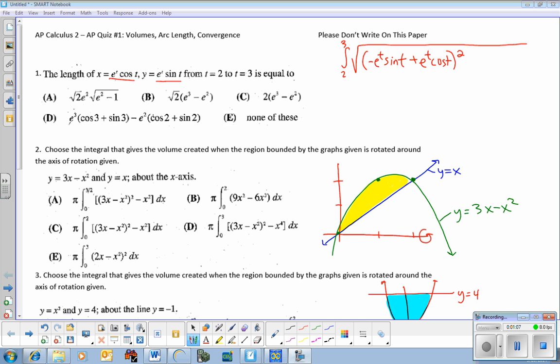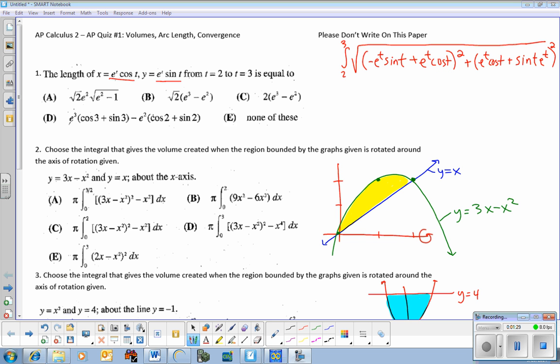And the second one is similar. First times derivative of the second. Derivative of sine is cosine. Second times derivative of the first. I should have put that e to the t first, but you get the idea. And that's squared. And that's dt. And this is from 2 to 3.